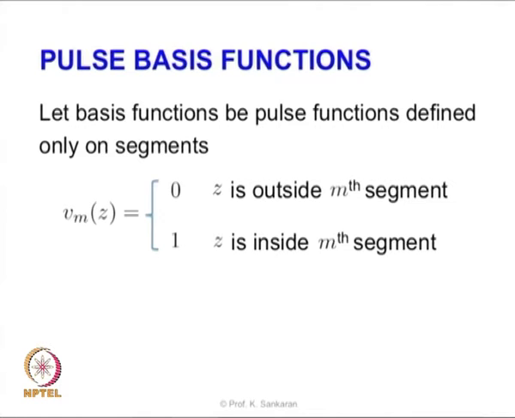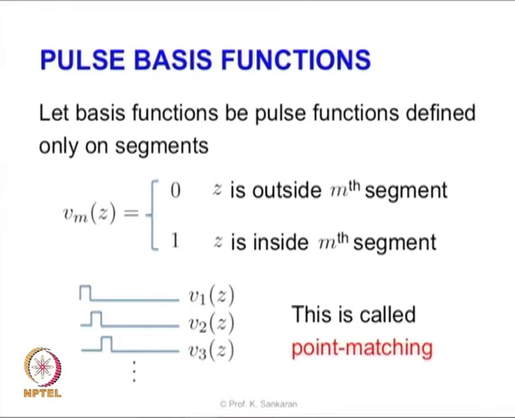So we can choose various basis functions. For simplicity we can choose a pulse basis function. Inside the z element which we are interested in, the pulse basis function will give a value 1, outside it will be 0. In other words, for the first element v of 1 will be equal to 1 only for the first element and 0 for other elements, and v of 2 will be 1 for only the second element and 0 for other elements, and things follow accordingly until v of n.